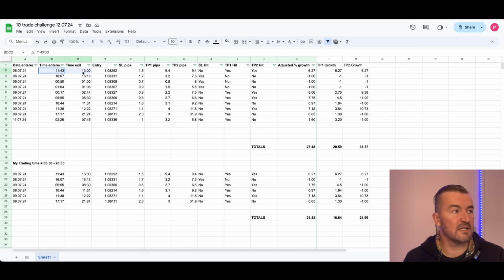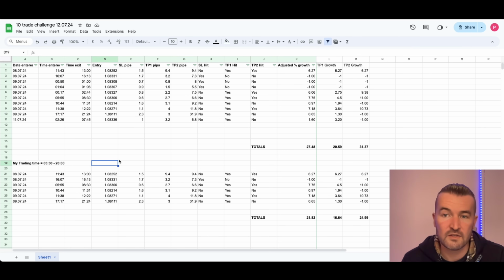Also, the beauty of adding the entry and exit time is quite important for trying to factor in the times that you are available for the chart. My typical trading time is a little bit extreme. It's about 5:30 in the morning to about 8 o'clock at night. And that means that I would have missed 4 of these 10 trades and got into only 6.